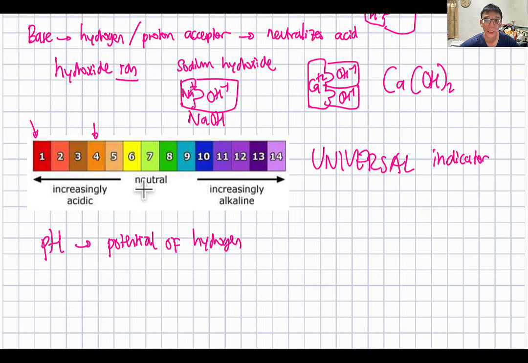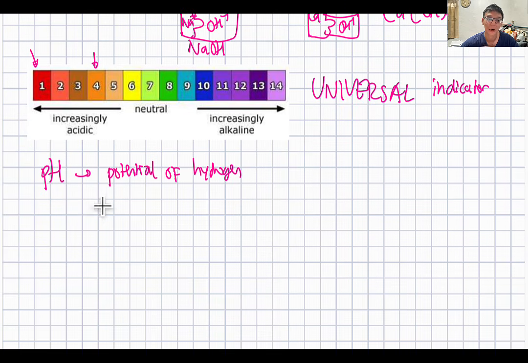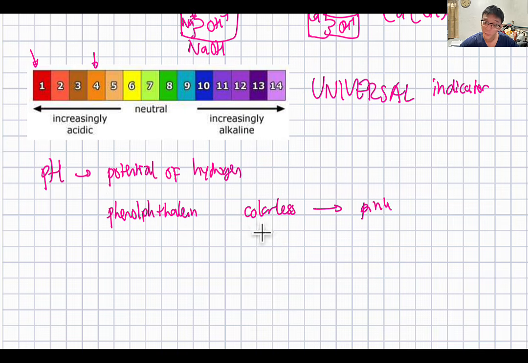Aside from universal indicator, we also have some indicators that can change color depending on the pH scale. For example, one famous example is called phenolphthalein. Phenolphthalein would change color from colorless to pink. So while it's still acid, it will be colorless. When it's pink, it will be base. Also some simple indicators, for example litmus paper.